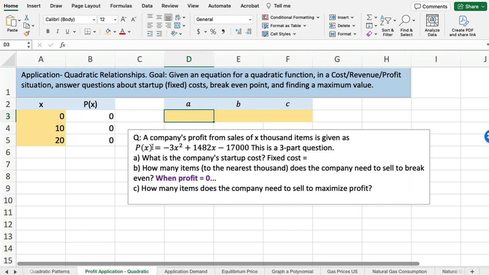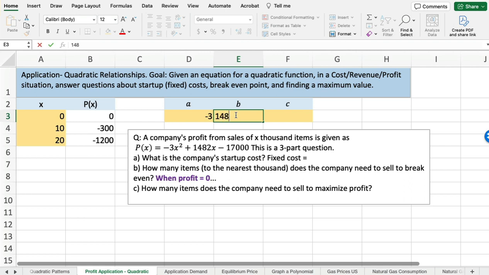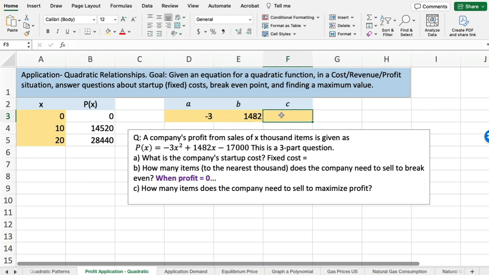So this particular profit function is negative 3x squared plus 1,482x minus 17,000. Those may seem like daunting numbers, but they're not daunting for Excel. So my value of A is negative 3. Just so we know that that's a quadratic function that basically is upside down. So it's an upside down U. That's just interesting to know. So it definitely does have a maximum. The value of B is 1482. So I'm going to put that in. And then the value of C is negative 17,000. We need to make sure that we put that negative in there.